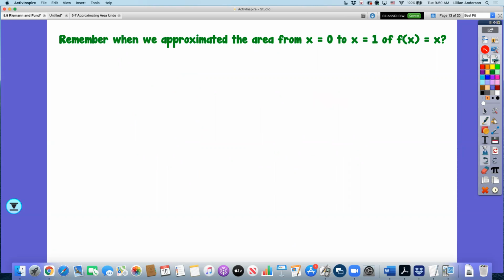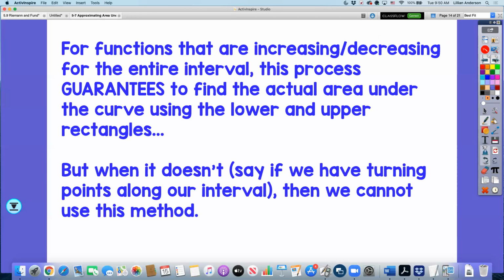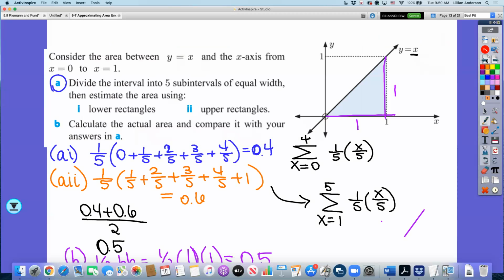We did the same thing with f of x equals x, okay? Remember, it was that linear function. Here it is. It was that linear function. It actually formed a triangle, so we used geometry formulas with it. We used rectangles with it, found the average.